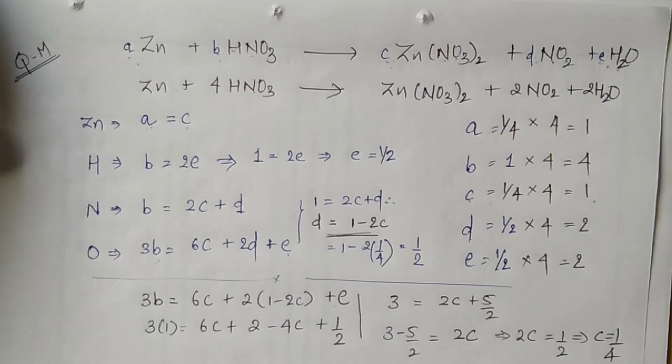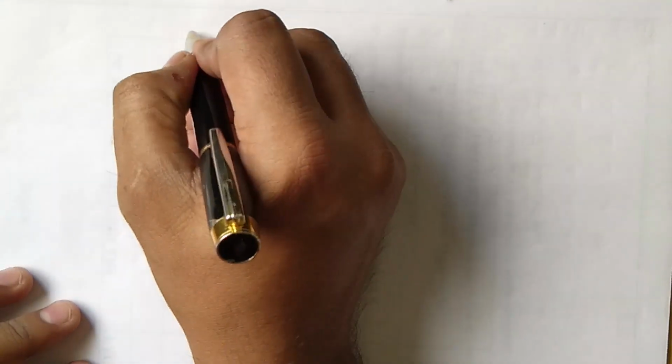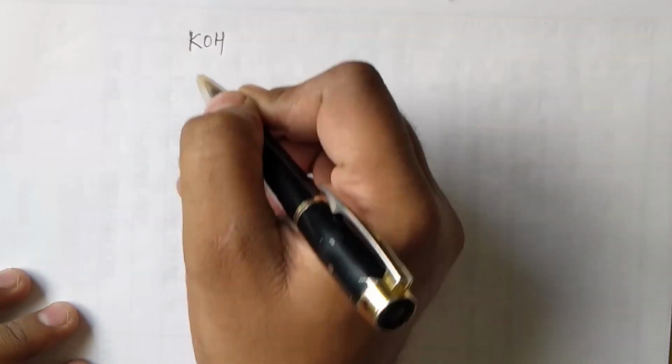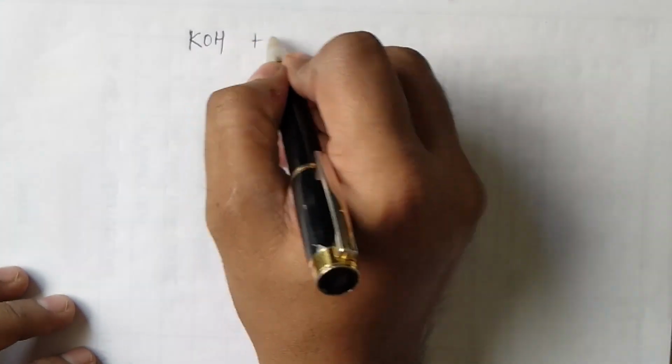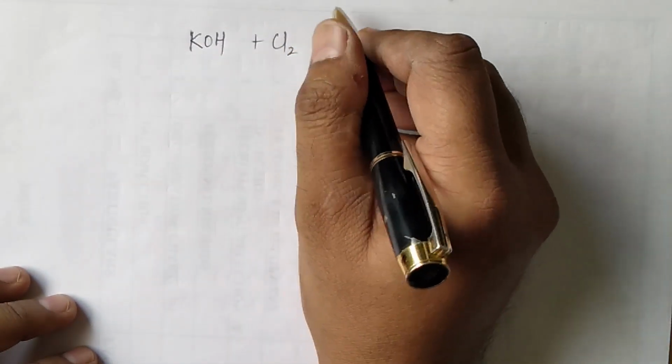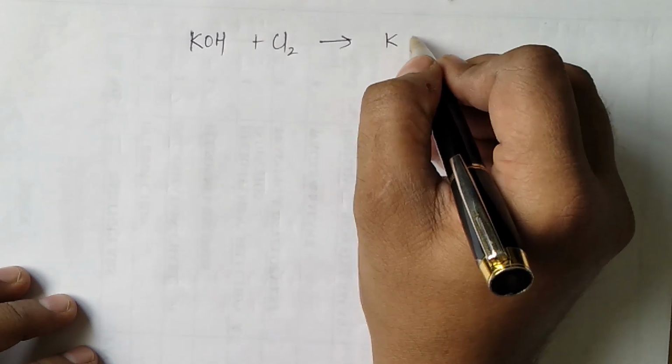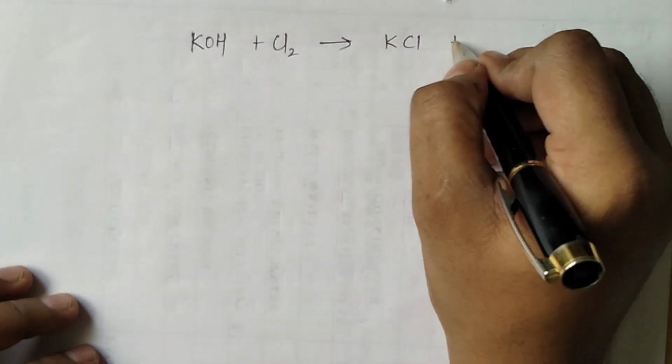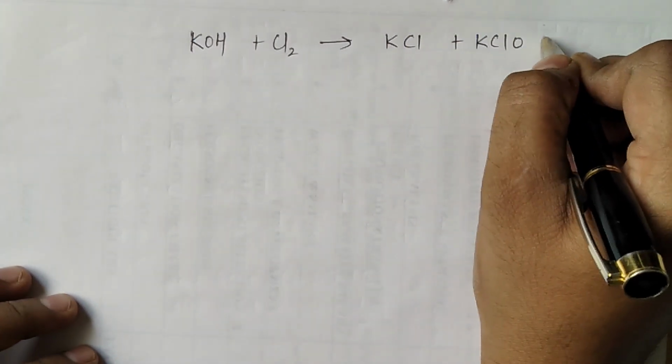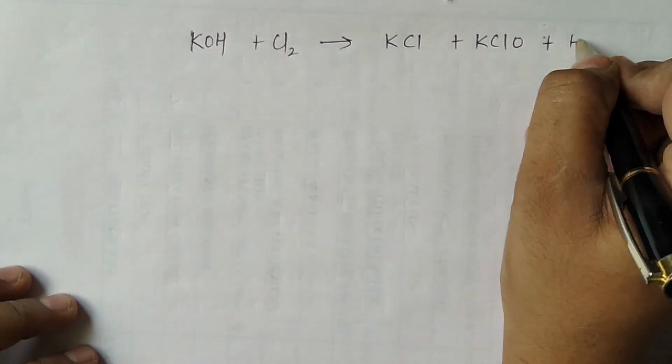Let me take another example. Okay, now the another example, as we have discussed, we are going to take what? KOH plus Cl2 gives KCl plus KClO plus H2O.